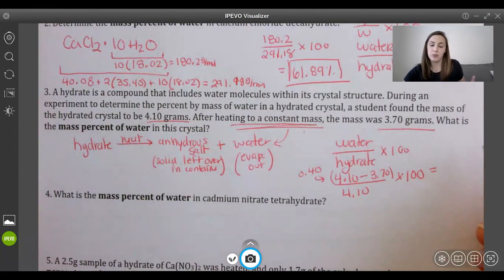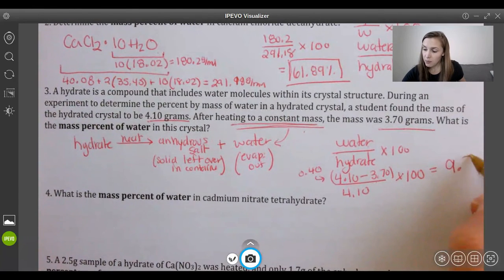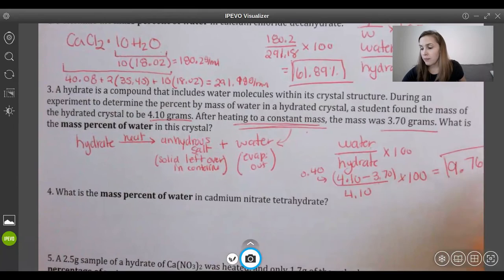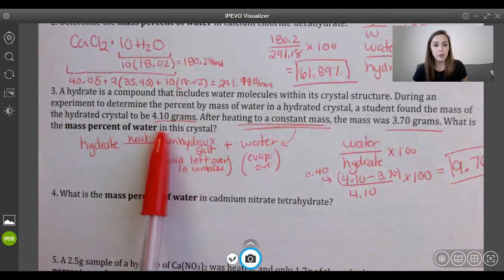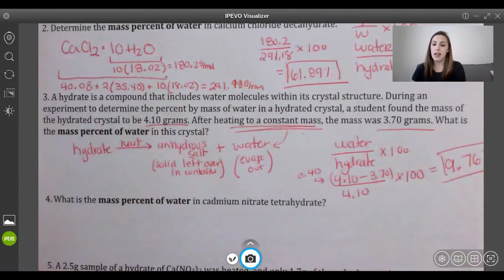And because we're dealing with just a percentage, I'm going to always go to the hundredths place. So that gives me a percentage of 9.76%. So if I had this sample of a hydrate, 9.76% of that mass is due to the water, which we saw evaporate out of it. All right, so in the next video, we're going to take this one step further and work to determine the formula based on our information.